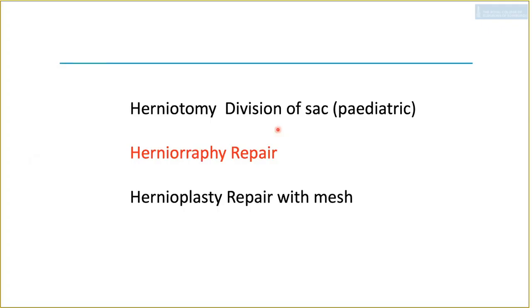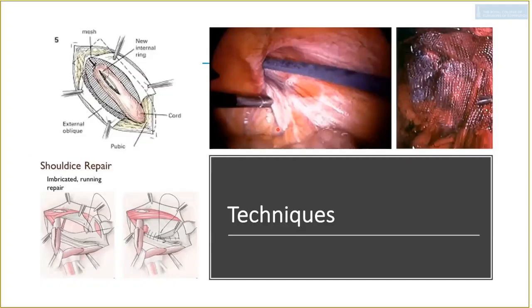A few words just to remind you: herniotomy is division of the hernia sac, and that's only something that you do in pediatric surgery. Herniorrhaphy, orrhaphy is repair, or herniaplasty, repair with a mesh. Generally, we would say herniorrhaphy. Come to the end now.